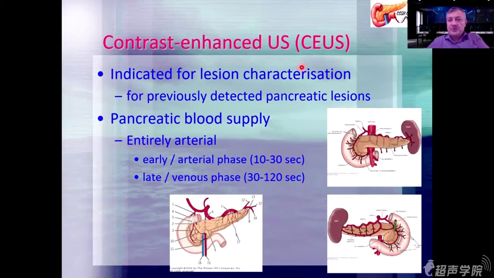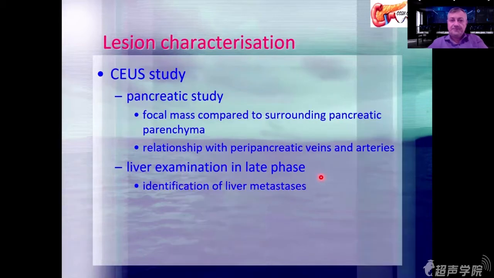So contrast enhanced ultrasound is indicated for lesion characterization for previously detected pancreatic lesions. So it's not useful for detection, it's useful for characterization. And it takes into account the pancreatic blood supply, which is entirely arterial. And because of that, we have only two phases, so it's different than the liver examinations. We have two phases: an early arterial phase, which lasts up to 30 seconds, and the late venous phase, which lasts up to 2 minutes.